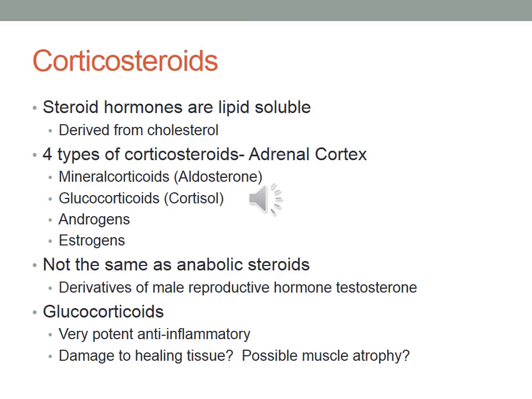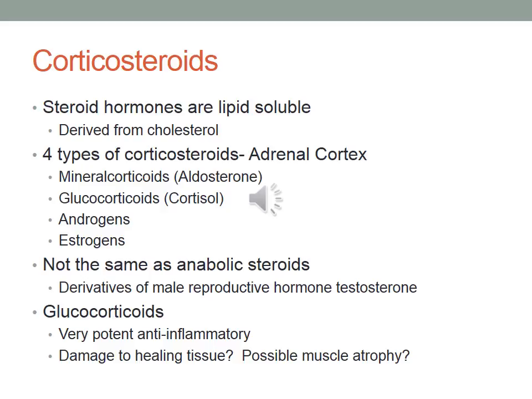And then you have your androgens and your estrogens. Your androgens are your precursor to male and female sex hormones, and obviously the estrogens are the primary female hormones. Again, these are not the same. When you hear people are on steroids and they're on corticosteroids, they're not the same as anabolic steroids. The anabolic steroids are derivatives of the male reproductive hormone testosterone, and they function a little differently.